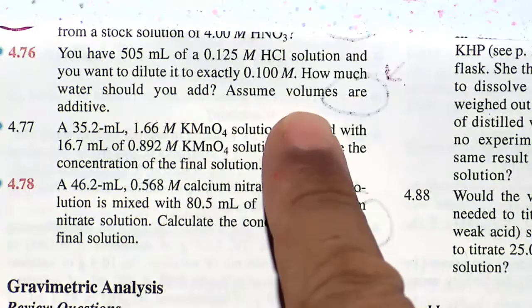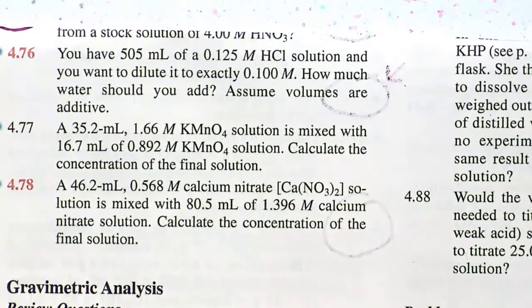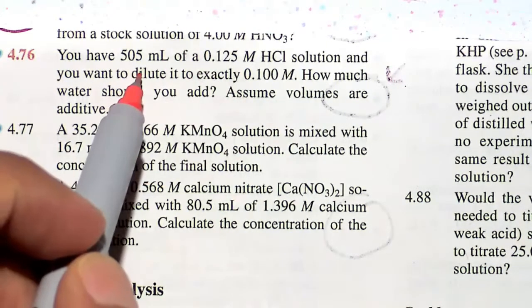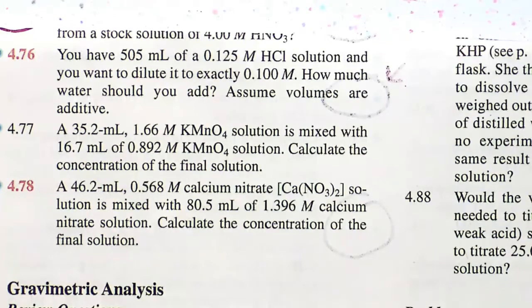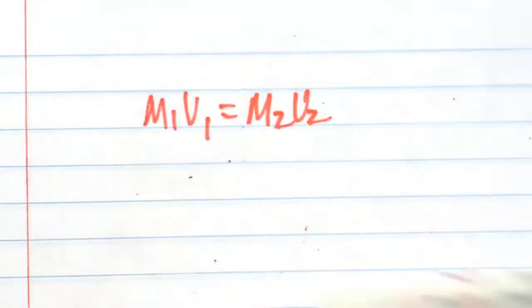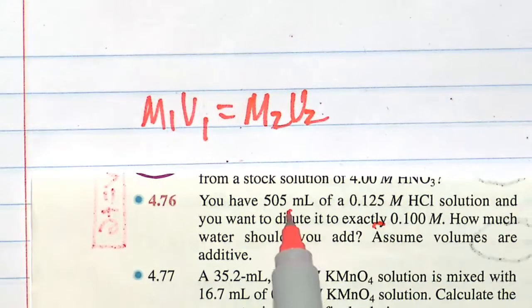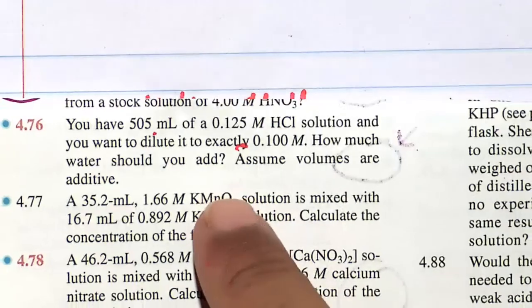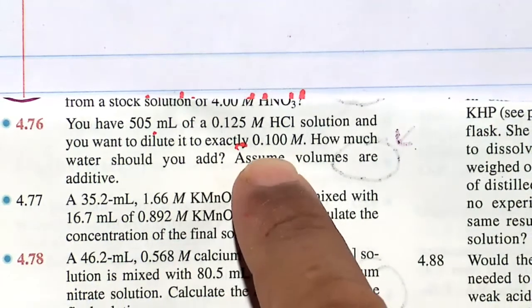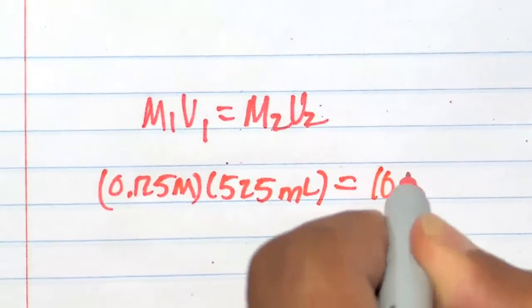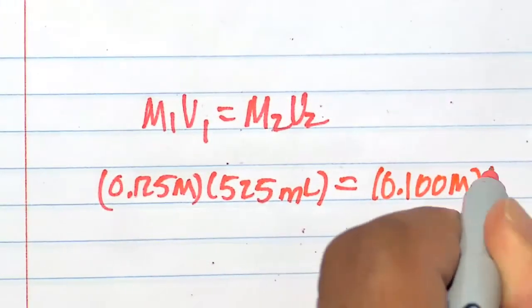So we said assuming the volumes are additive. So M1V1 is equal to M2V2. This is our stock, and this is how much we have. So we have M1 and V1 on hand with us. Coming from the problem, we have 0.125, and we've got 505 milliliters of that molar solution. We want to get it to 0.100 molar. Okay, so our final dilution is 0.100 molar.